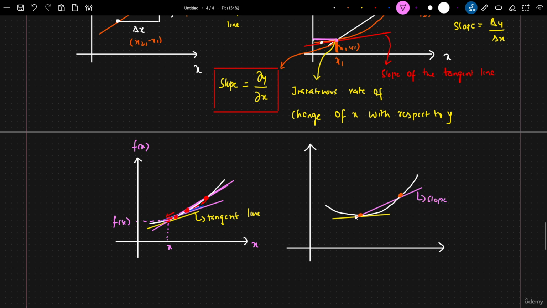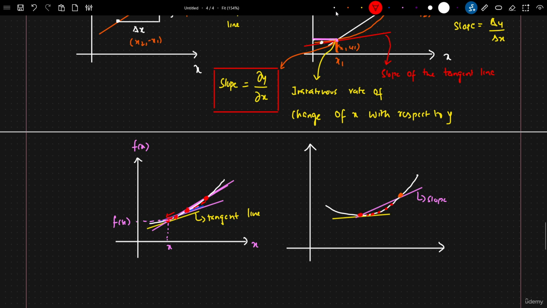If I want to come from these two points to a single point, what can I do? I can move my coordinate nearer to this point. For every point, I can construct my secant line and then calculate the slope. But what if this red point meets this orange point, as I move towards this point?